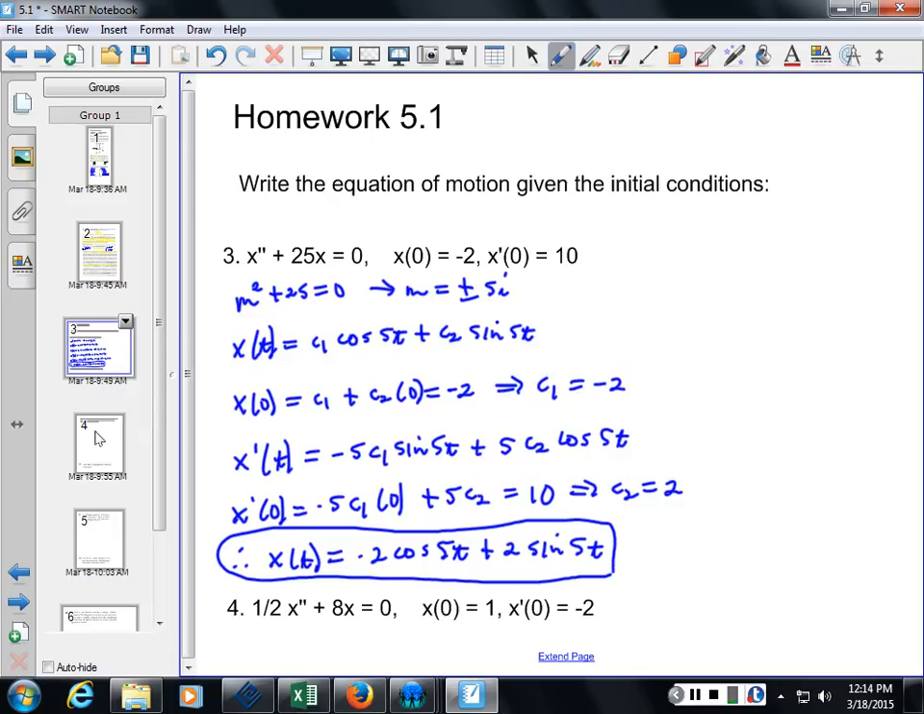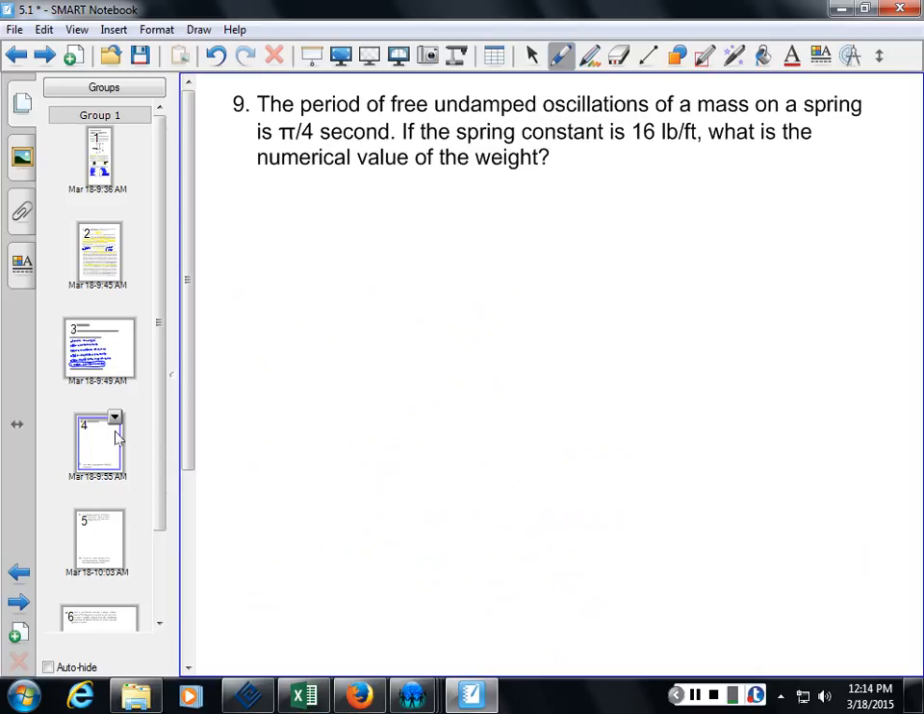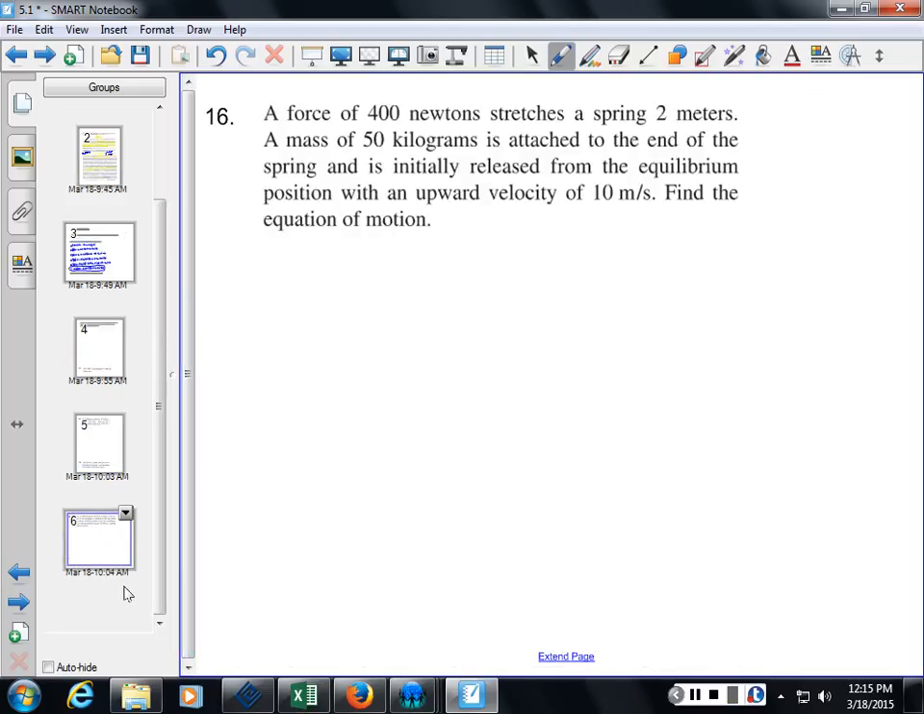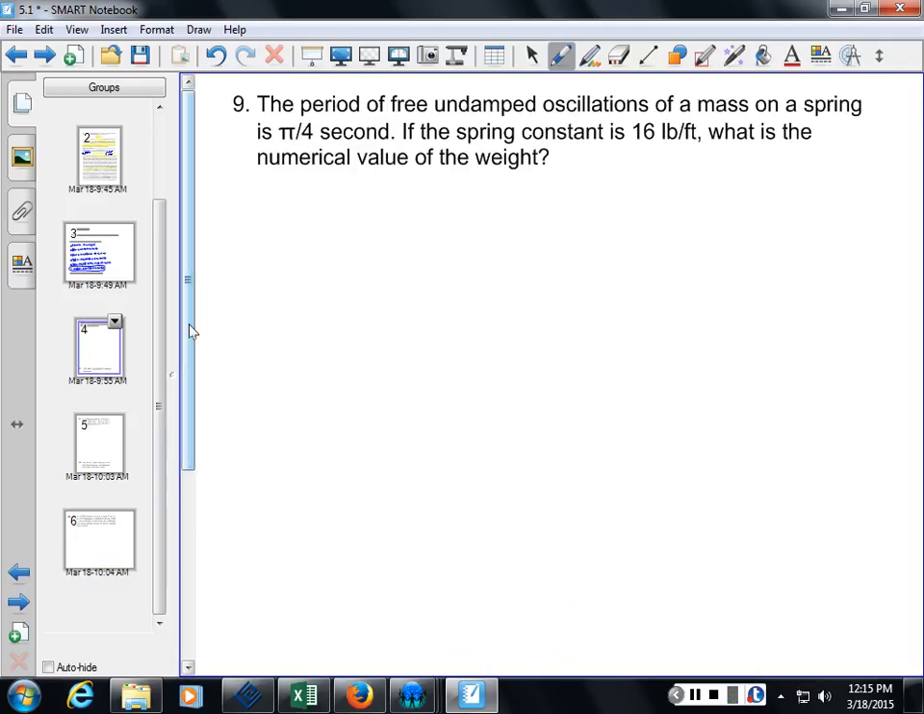There's one problem that I definitely want you to be able to see. And look, this is number 9. And then this number 11, homework problems. And then numbers 12, 13, and 16, homework problems. Very straightforward. The period here of this mass on a spring is pi divided by 4 seconds.